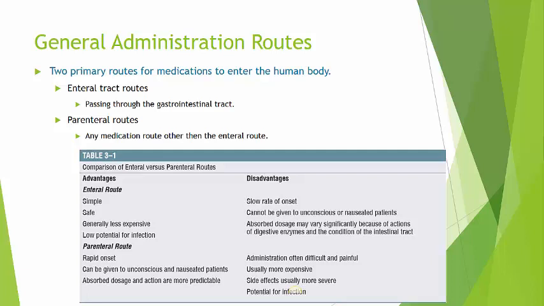Your enteral is going to be any kind of route that passes primarily through the intestinal tract, the GI tract. So this is going to be your oral or PO, your orogastric or nasogastric, your sublingual, your buccal, and your rectal. Any medication that does not pass through the GI tract is called parenteral. This would be like your topical, your dermal, your intranasal, subcutaneous, IM, IV, endotracheal, inhalation, intraosseous. And there are pros and cons for both of them.